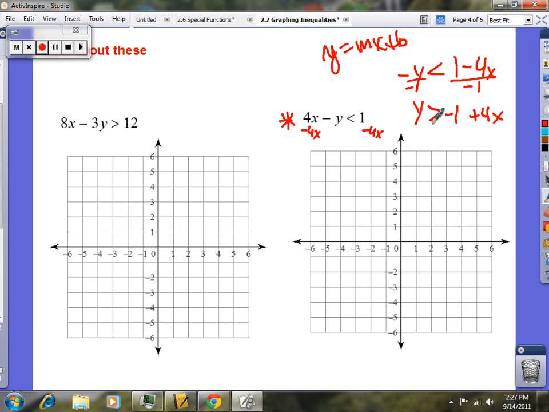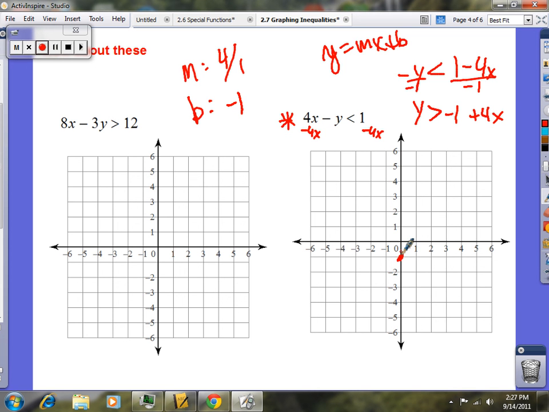Now, as soon as y is all by itself, you need m and b. What is your m and what is your b? Marcos, what's m? 4. M is always the number times x. So I'm going to put a 4 over 1. What's b, Junior? Negative 1. So where's my very first dot, Junior? On which axis, the x or the y? On the y. So on the y-axis, a negative 1, put a dot.